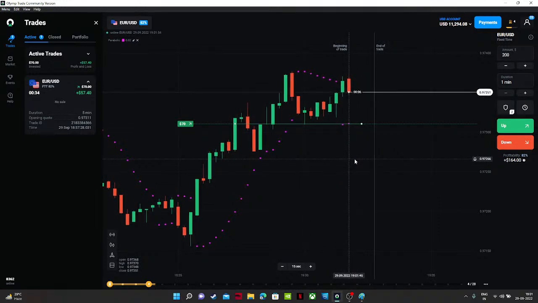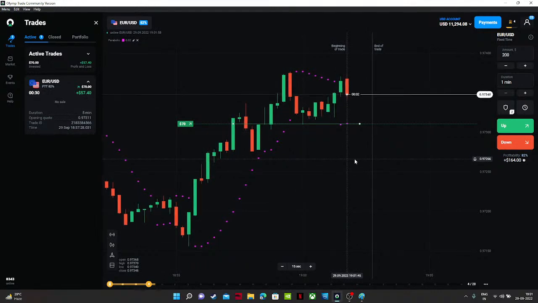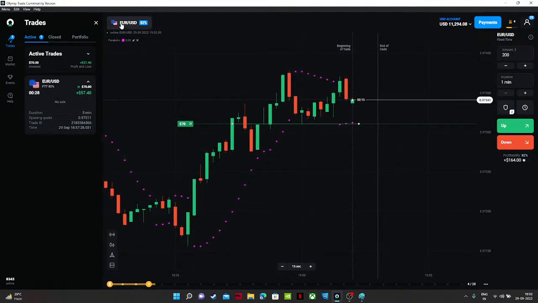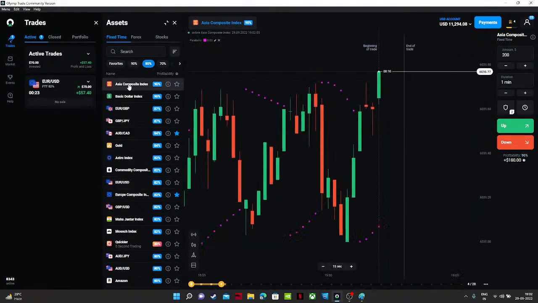Earning percentage can vary, but most likely it should be the same. It should be the same for every trader who is trading on the platform. Like right now, the Asia Composite Index is giving 90% win return.